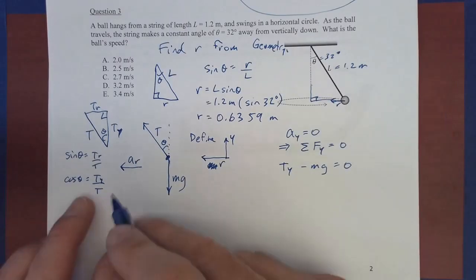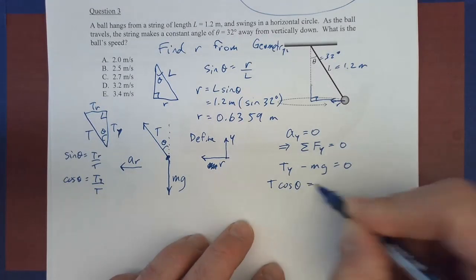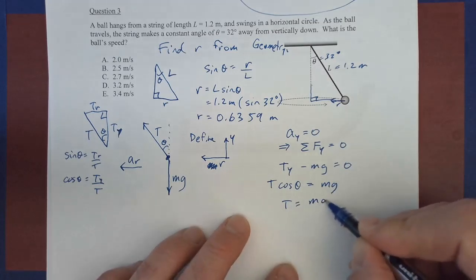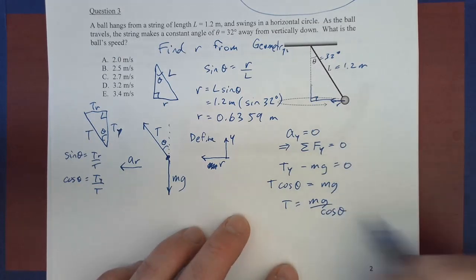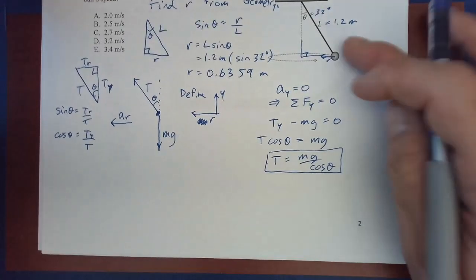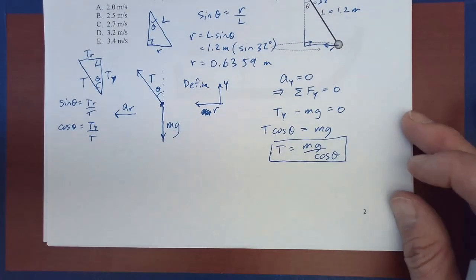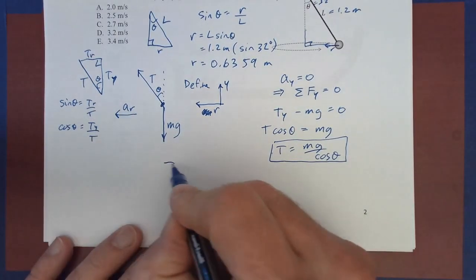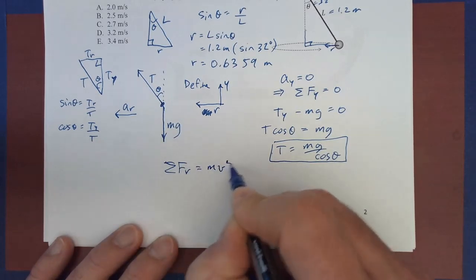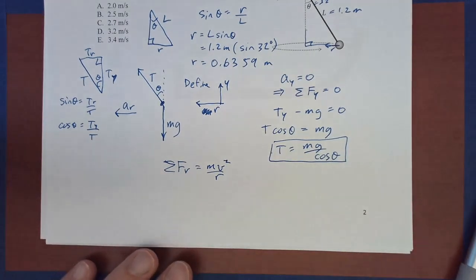Okay, good. So T_y, which is T cos theta, is going to be equal to mg. So T is going to be equal to mg over cos theta. So that might be important later. We now know what the tension is, and that's just to keep the ball from going up or down. Now what keeps it going in a circle is that the net force in the r direction has to be mv squared over r. That's what keeps it going in a circular path.